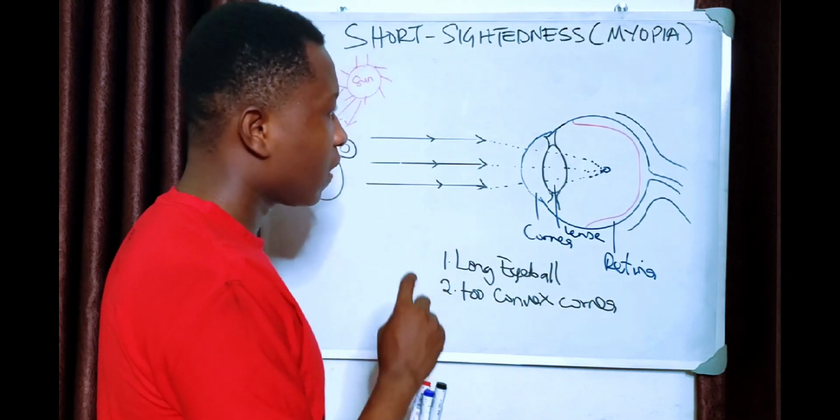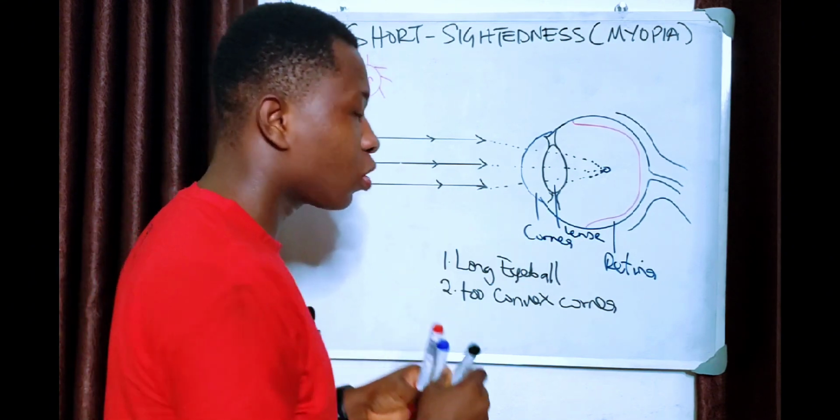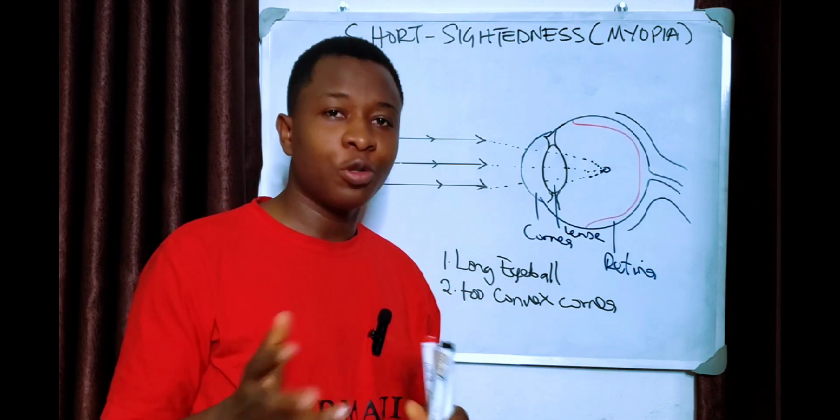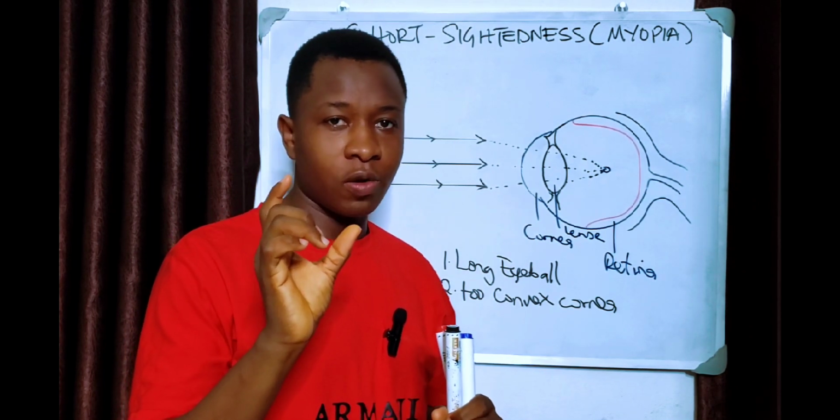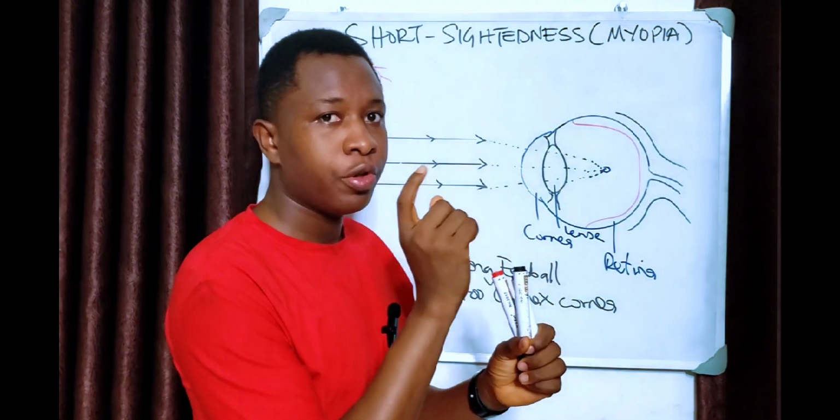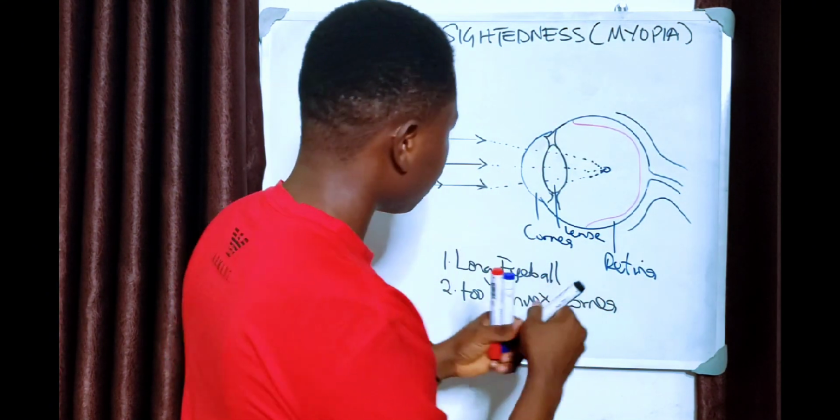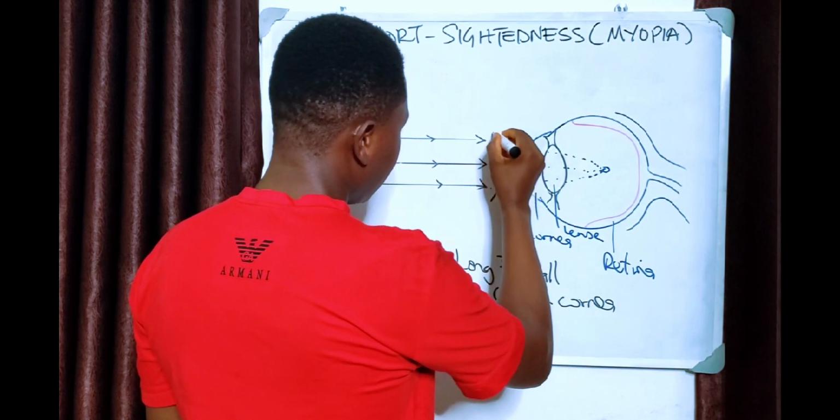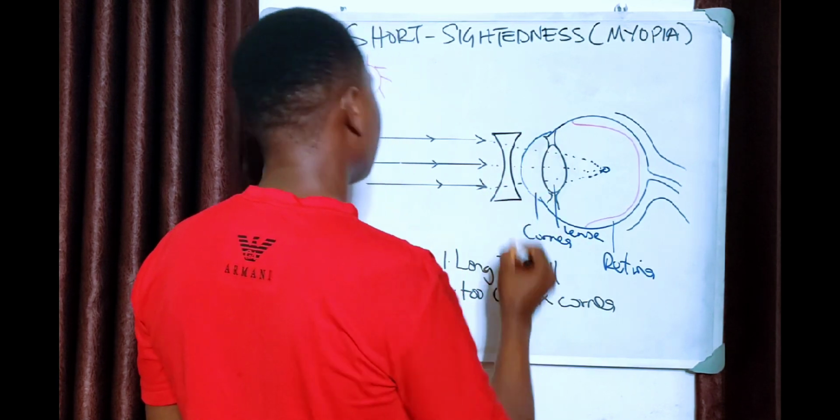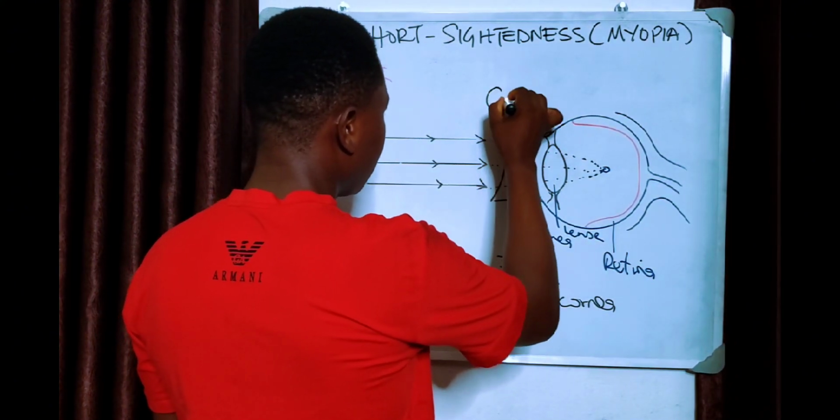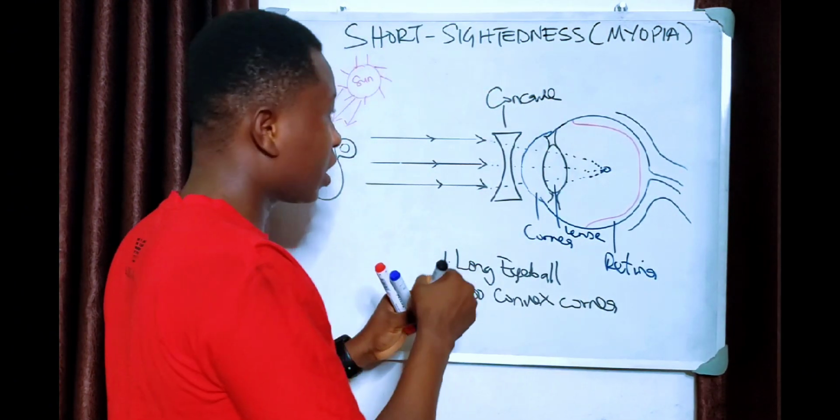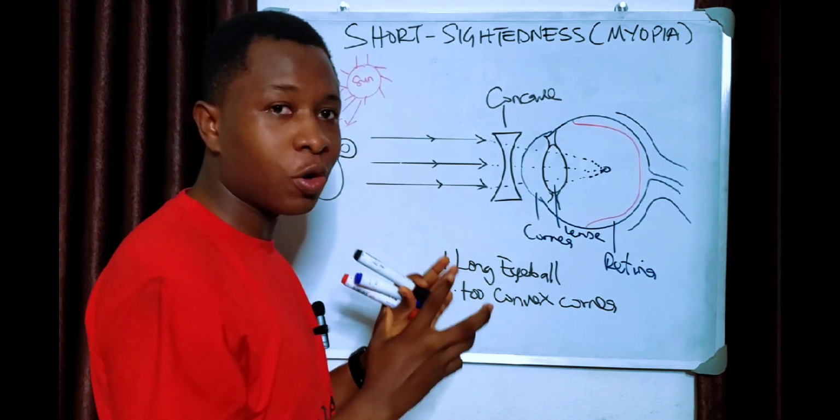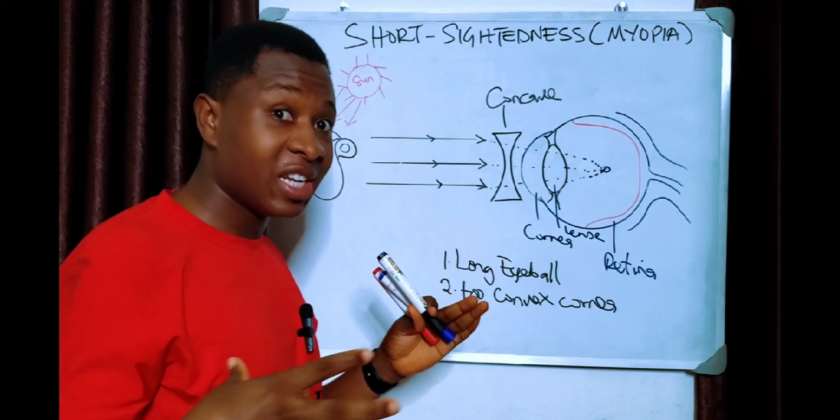The glasses used for this condition have what is called a concave lens. What the eye doctors do is pick this concave lens and attach it to your glasses. The concave lens is shaped like this. So this is a concave lens. Now, what does this concave lens do? Because it is concave in nature, it is also called the divergent lens.